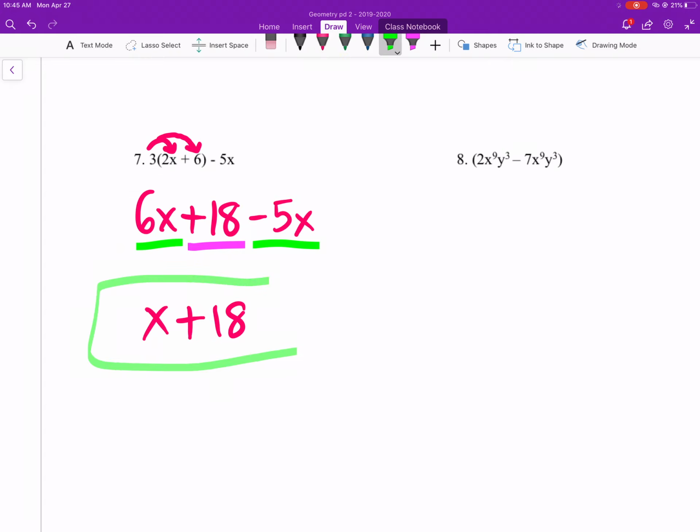So a rule here, kind of another rule: if you see an opportunity to distribute, do that.